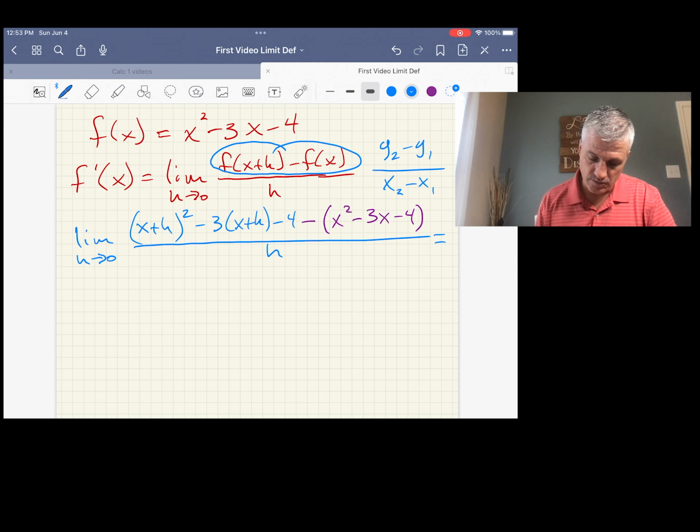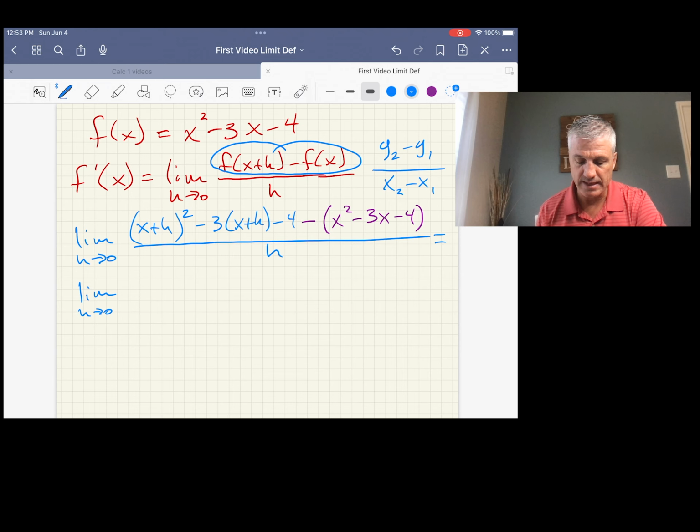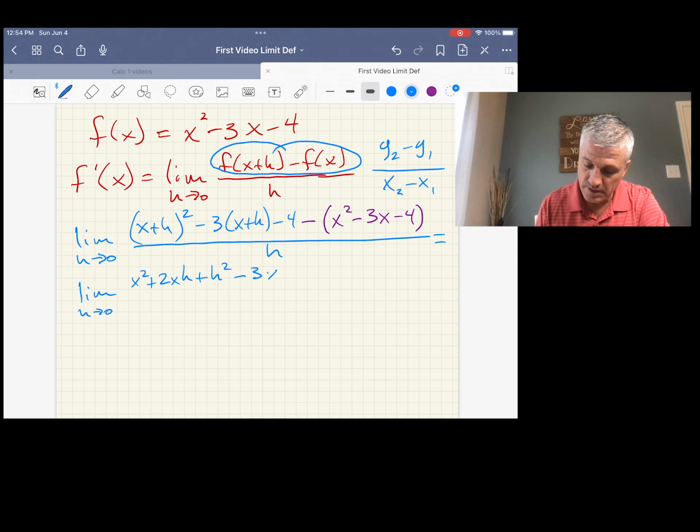So this is equal to the limit as h goes to 0. Now I've got to simplify this using algebra. If you don't recall, I would suggest you just go off to the side and say, I'm just going to multiply this by itself and use FOIL. But what you wind up with is x squared plus 2xh plus h squared minus 3x minus 3h minus 4. So all I did was square this out right here, and then I just distributed this right there, okay? So that's all that happened there.